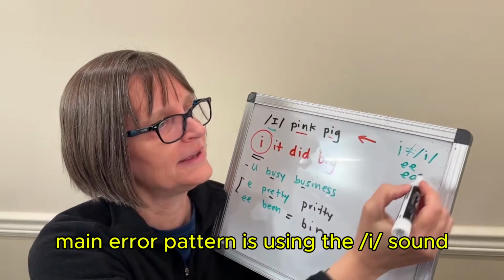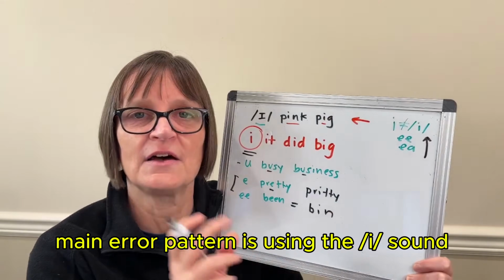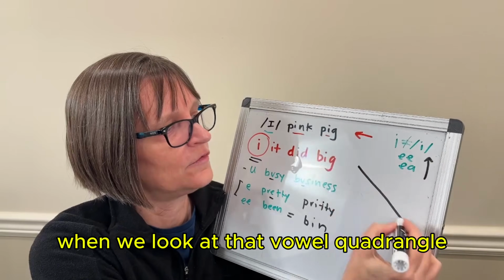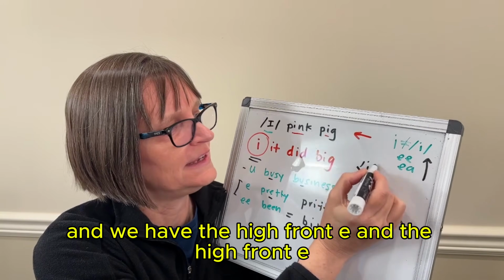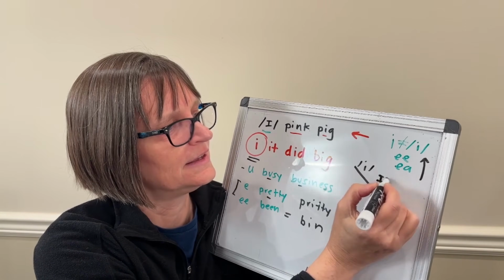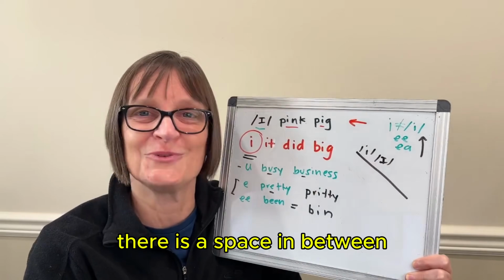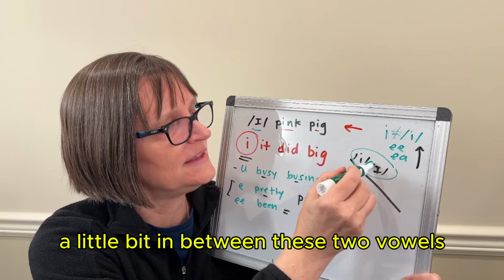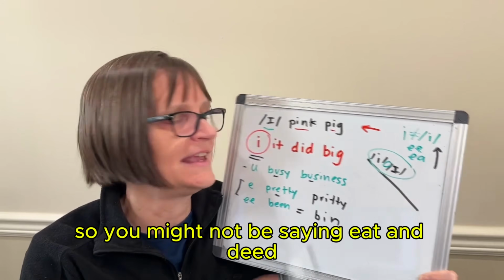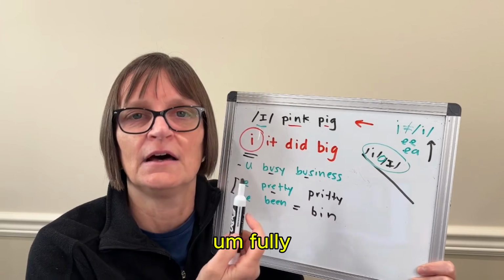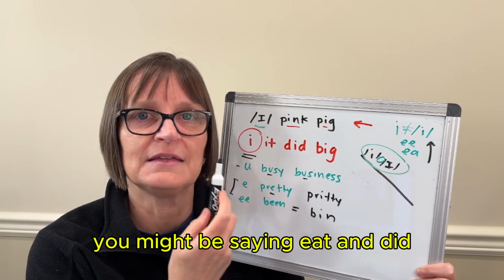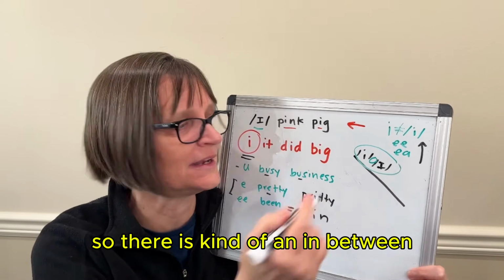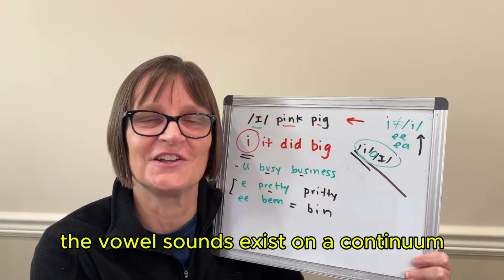The main error pattern is using the E sound or making the sound too high or too tense. When we look at that vowel quadrangle and we have the high front E and the high front I, there is a space in between. So what will happen is people will tend to do something a little bit in between these two vowels. So you might not be saying eat and deed fully. You might be saying eat and did with not having your tongue low enough. So there is kind of an in between. The vowel sounds exist on a continuum.